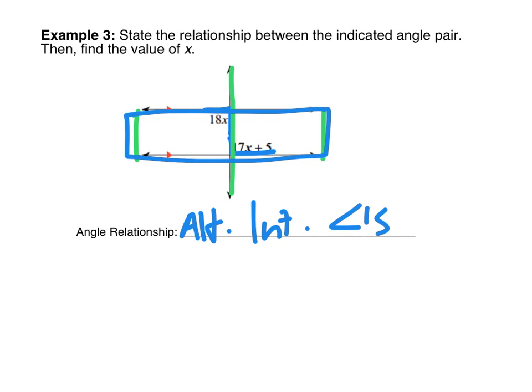And now if you look at your table of properties about alternate interior angles, I know that alternate interior angles are congruent, so they're the same size. So if I want to write an equation, I can say 18x equals 17x plus 5. And from there, we're just trying to solve for x. So I'm going to go ahead and subtract 17x from both sides.